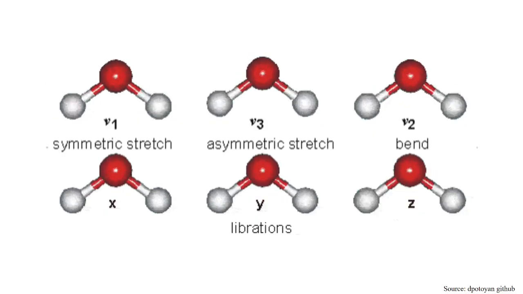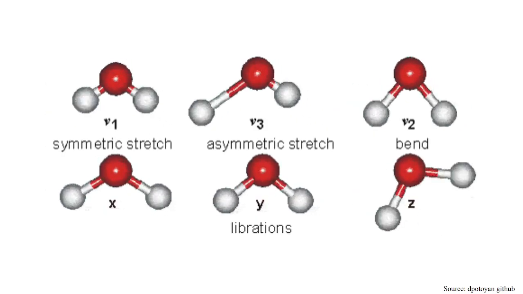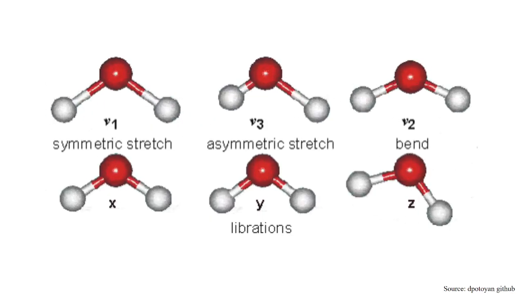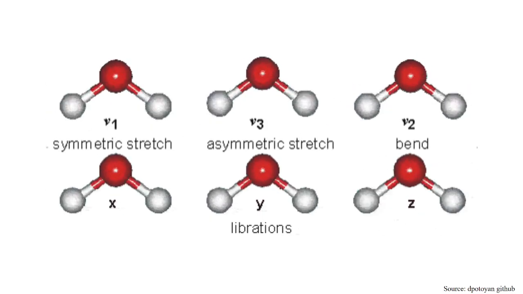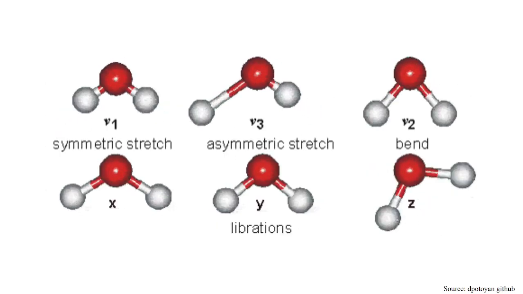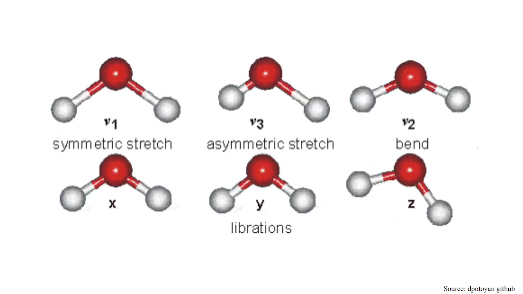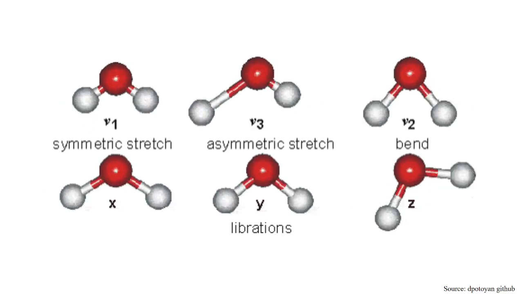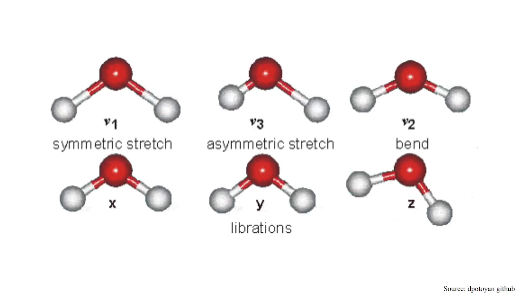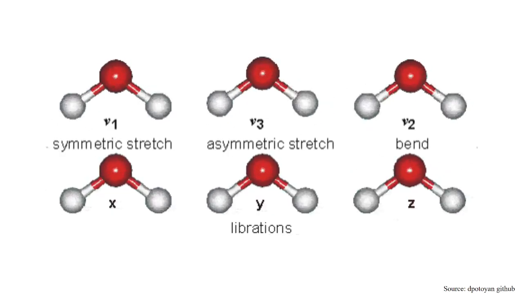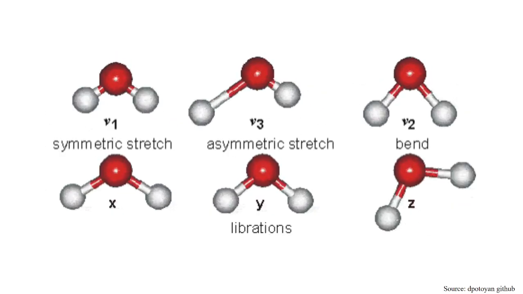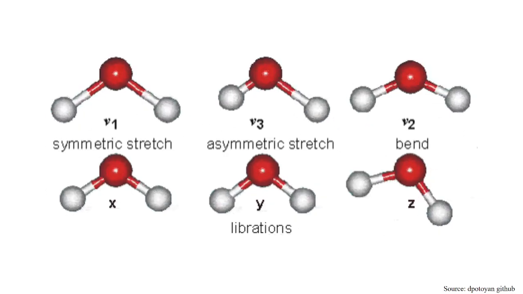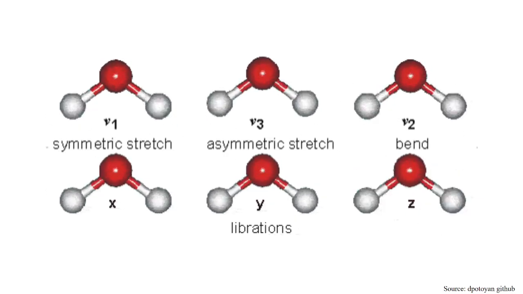So remember, there are two main types of vibrations. We have stretching and we have bending. V1 and V3 are examples of stretching vibrations. V2 represents bending vibrations. X, Y, and Z represent rotational vibrations. And solely for IR spectroscopy, we mainly look at stretching and bending, so you don't have to worry about the rotational vibrations for now.